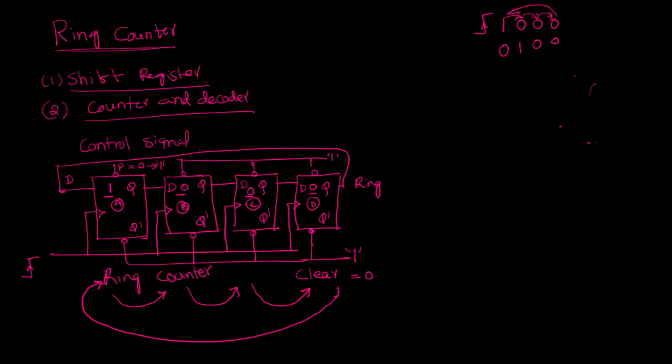Next, what is going to happen? Once again, if you give the clock pulse, we get 0, 0, 1, 0. Then if once again I give the clock pulse, 0, 0, 0, 1. Once again I give the clock pulse, and we get 1, 0, 0, 0. What happened? From wherever I started, I have reached there again. That means it cycles through.